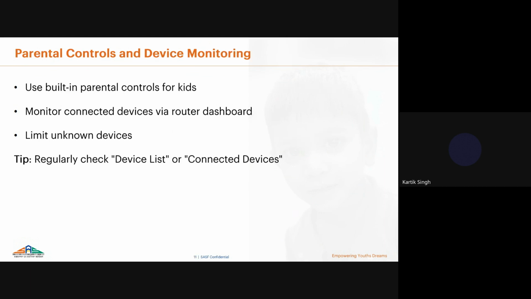You can also enable parental control and monitor the devices. Use the built-in parental control for kids. You can enable parental control for kids and disable malicious sites, or if you are getting spam emails about phishing and other domains, you can set it to not load these websites by setting the domain in these parental control settings. Also, monitor the connected devices via your router dashboard.